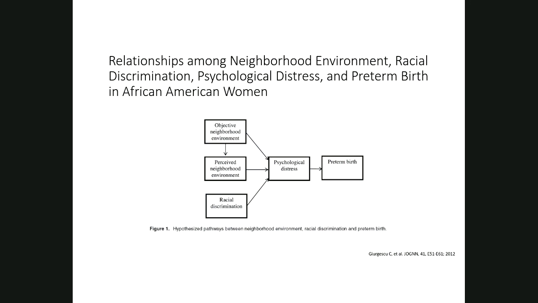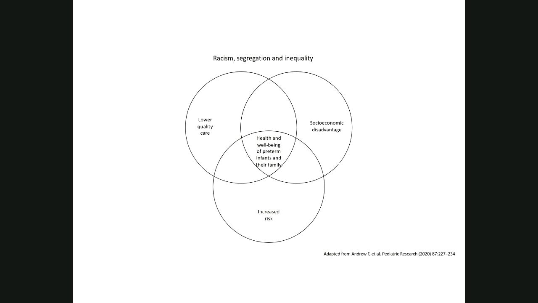Objective physical disorders and psychological distress predicted preterm birth. Therefore, psychological distress mediated the effect of objective social disorders and perceived crime on preterm birth, and the model ultimately explained 51% of the overall variance. Let's move on to another model.